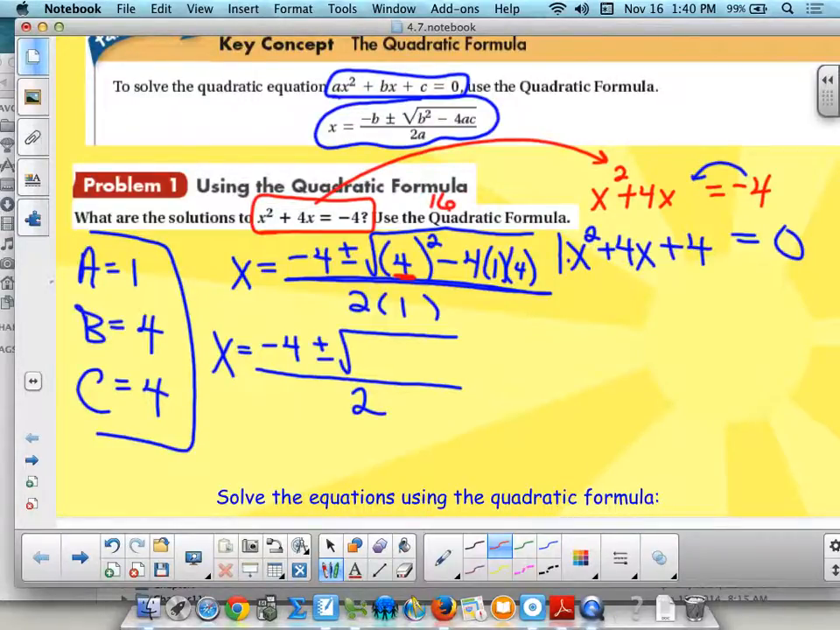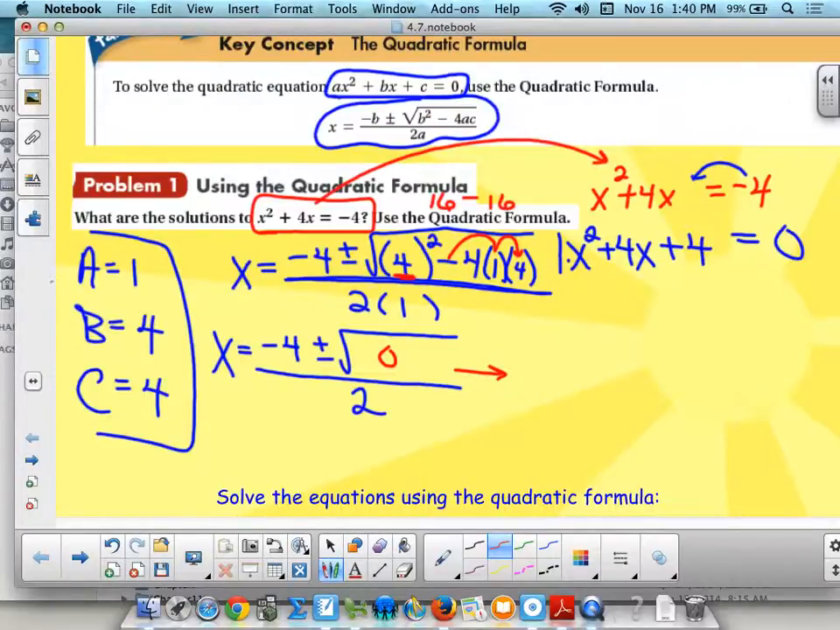16. What's a negative times a positive times a positive? Just tell me the sign. It's negative. All I wanted to know is, is it negative or positive? One negative sign, it's going to be negative. 4 times 1 times 4, 16. I'm getting 0 in there. And 0 is a really nice number because what's the square root of 0? 0. Okay, so here I go.